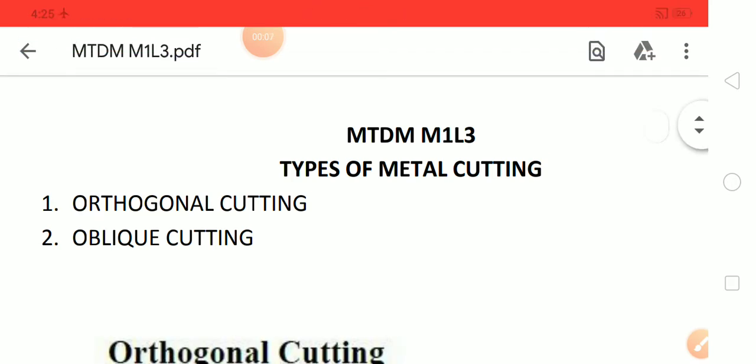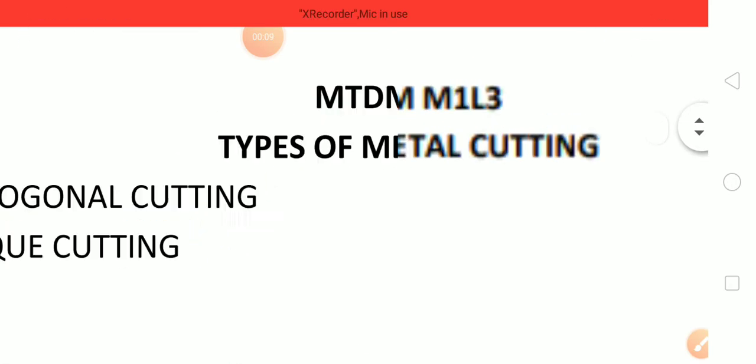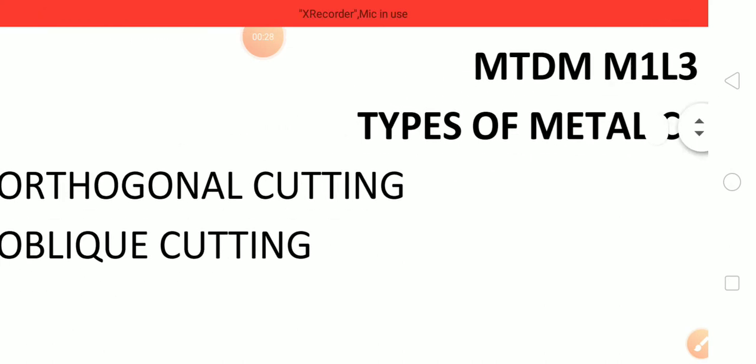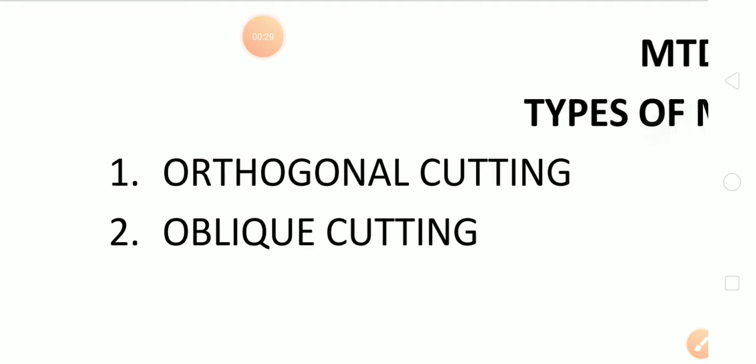So today we will study the types of metal cutting. Metal cutting with a single point cutting tool is involved in these types. Last class we studied the tool signature and details of the single point cutting tool. Now we will go to the next topic, that is different types of metal cutting. First of all, you have to know what the different types of cutting are.